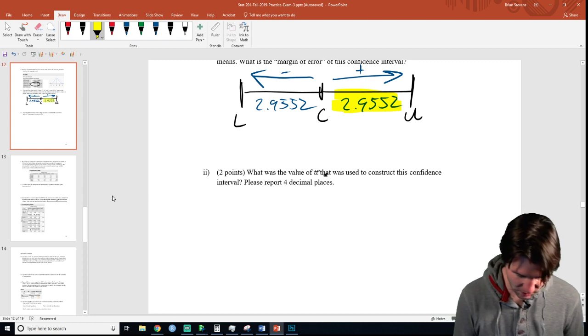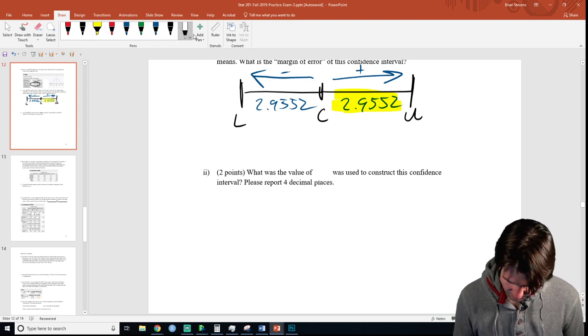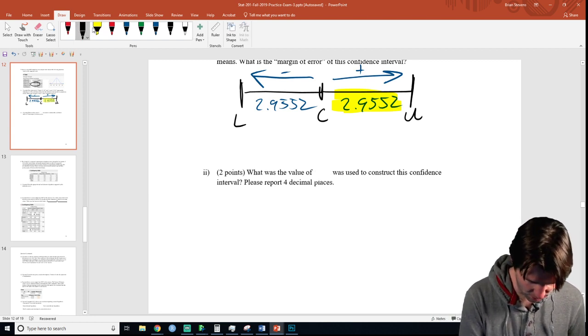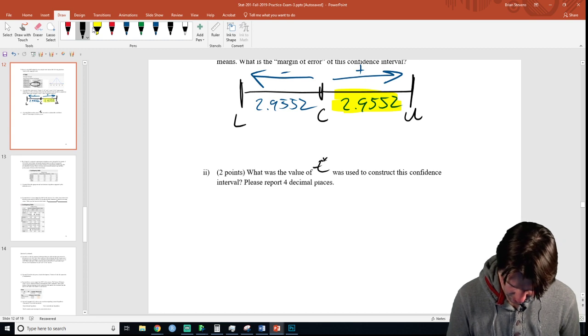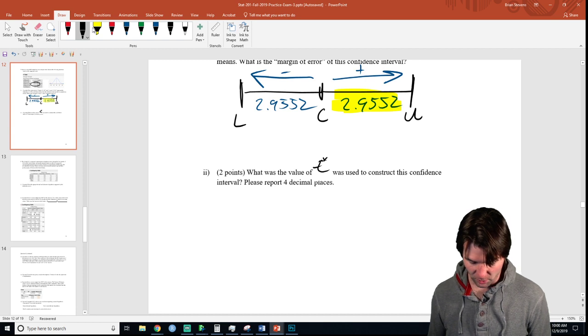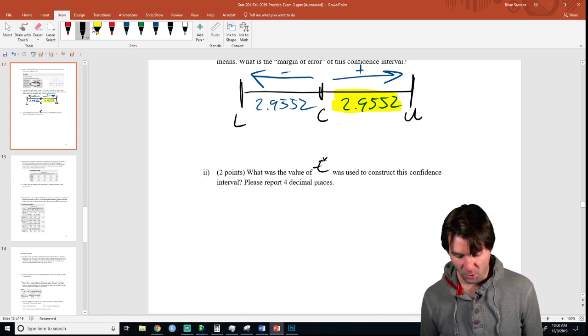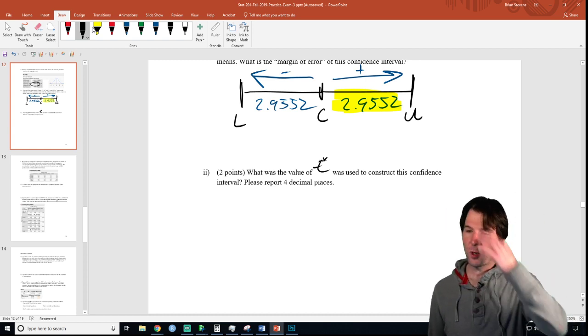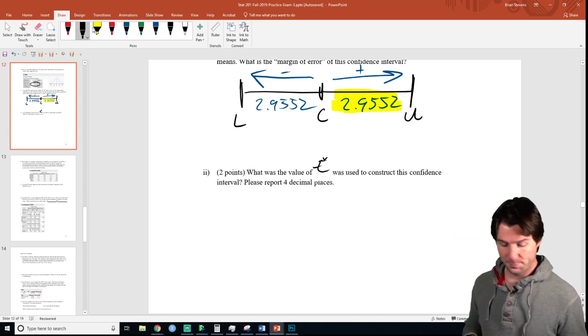It wants what's the value of T hat? Not T hat. It wants what is the value of T star? So what was the value of T star? What value of T star was used to construct this confidence interval? Report to 4 decimals. It's probably going to be close to 2, but let's figure that out.